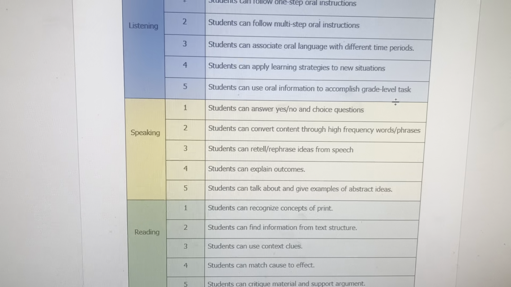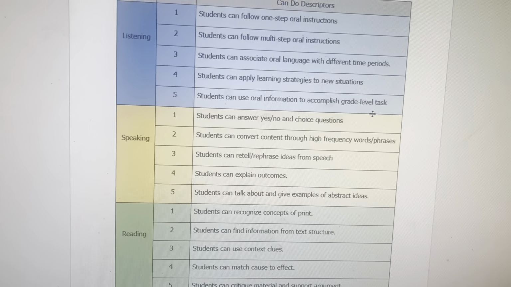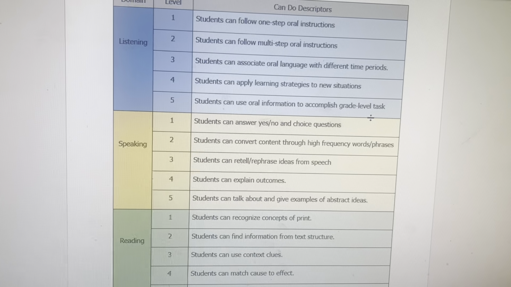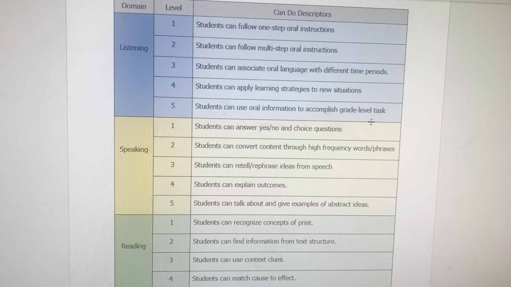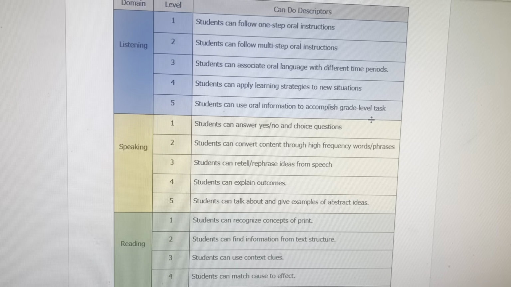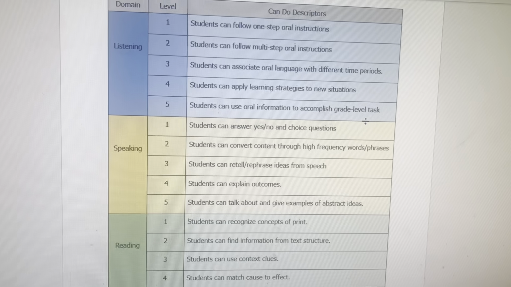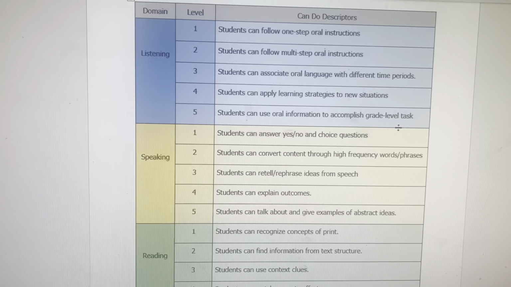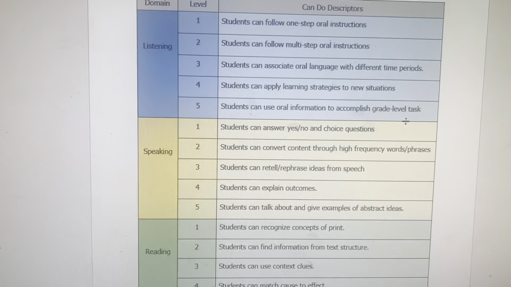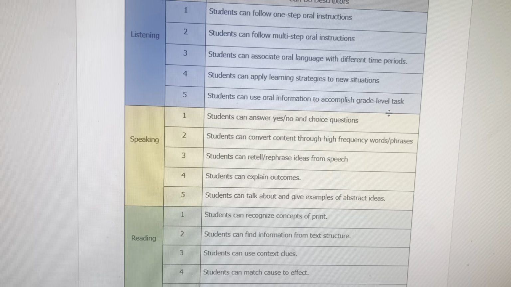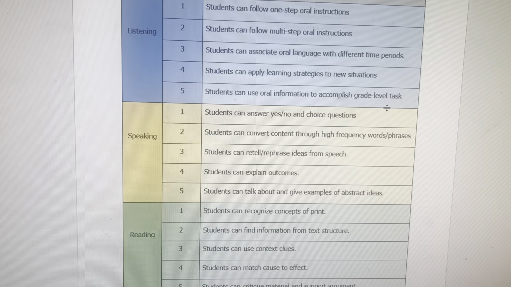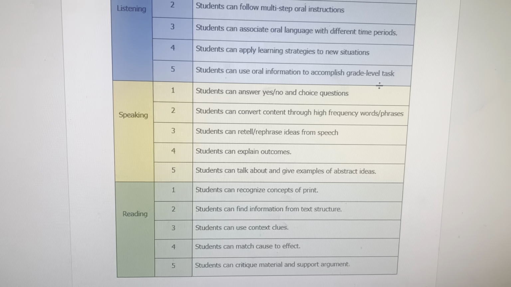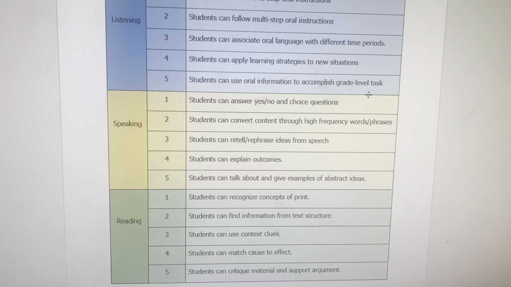Speaking on the WIDA levels, students will be able to, depending on their level, answer the yes or no questions, can convert content through high frequency words or phrases, so using our words in our classroom. Can they retell ideas from the article for level 3? They can explain the outcomes, and then on level 5, students can talk about and give examples of abstract ideas. So being able to pull from the article that they chose and be able to explain it.